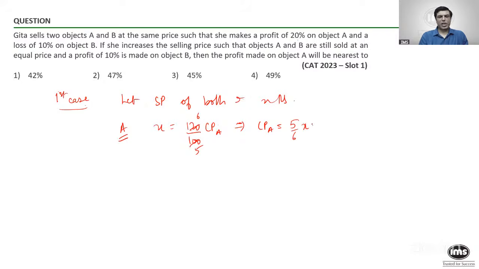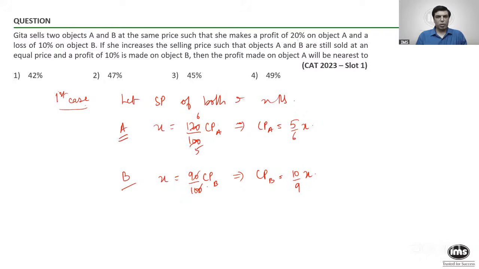Right? Same way we can get the cost price of B. On B, she is making a loss of 10%. So if you sell something at 10% loss, it is cost price minus 10% of cost price. Cost price means 100% of cost price, so 100 minus 10, 90% of cost price of B. Which means if I cross multiply, the cost price of B is 10 upon 9 x. Right? So we've got the cost price of A in terms of x, and the cost price of B also in terms of x.